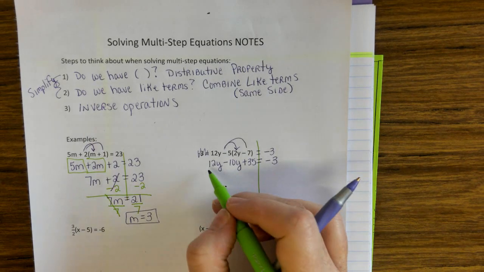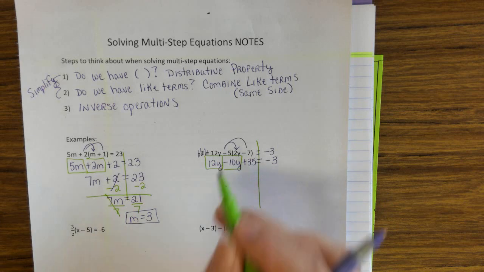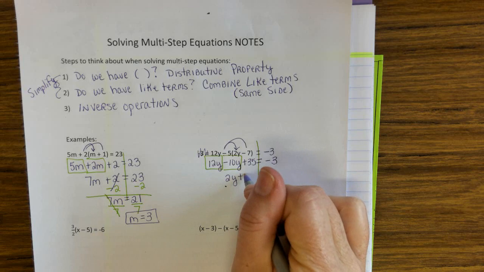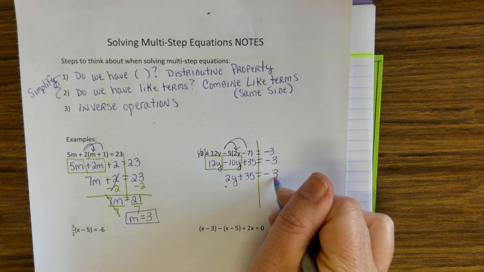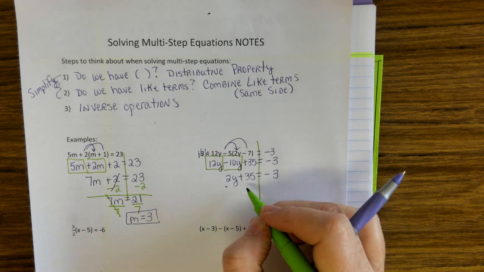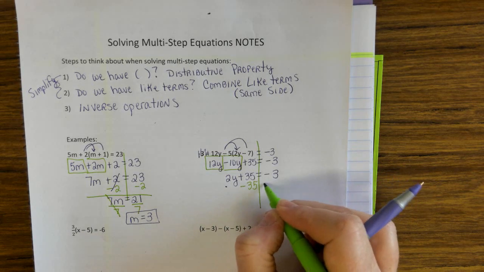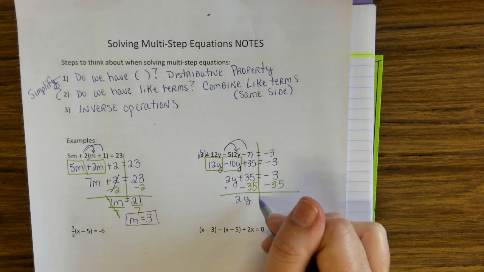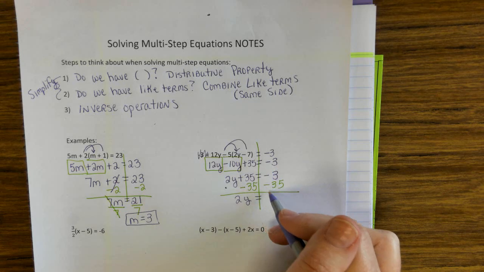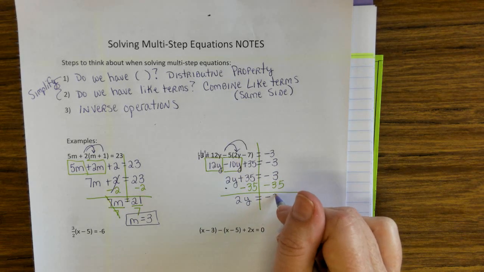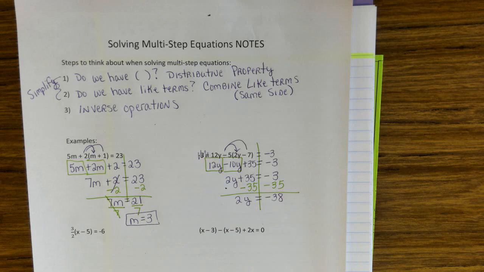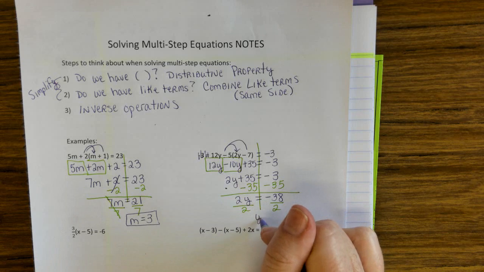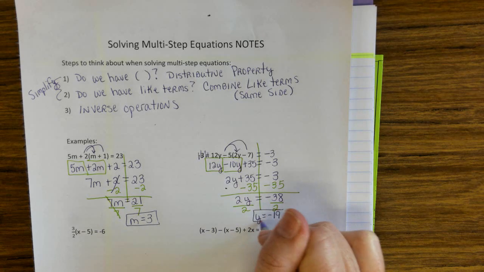Now I need to look for some like terms. Got some like terms right there. 12y minus 10y is 2y. Now my equation is completely simplified, and so I'm ready to start doing inverse operations. So I'm going to say minus 35 from both sides. That gives me 2y equals, be careful with your integers, negative 38. Divide by 2, and I get y equals negative 19.